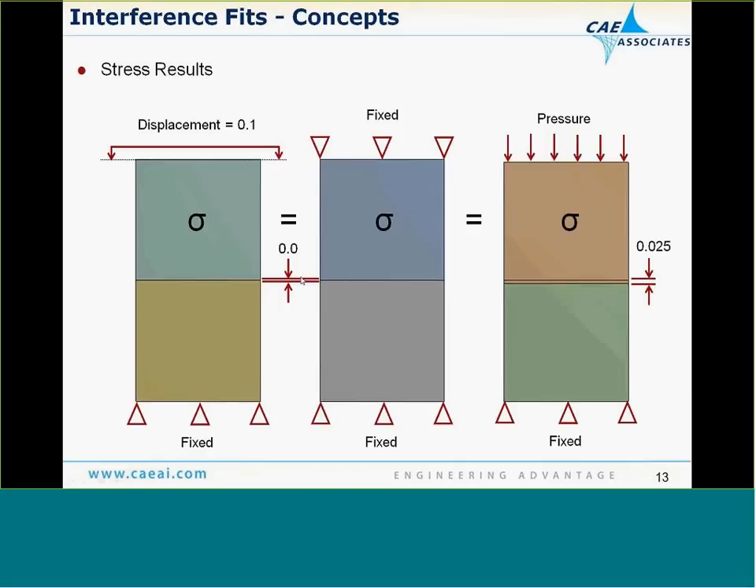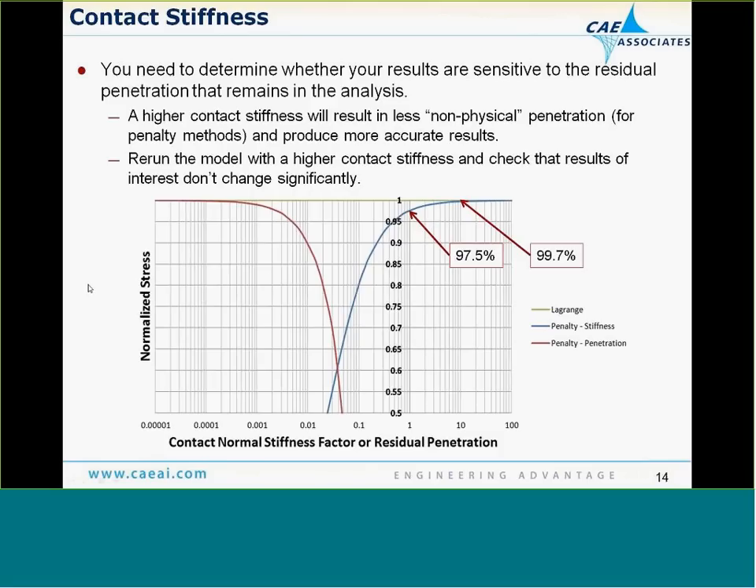So if we looked at this middle case here, where we start off with an initial interference, fit problems are generally always sensitive to that resulting penetration that you have at the end of your analysis. So it's your job to make sure that you understand that and know when your analysis is going to be sensitive to that. One of the ways you can do this is to just increase the contact normal stiffness for a penalty method. Again, that will reduce that non-physical penetration and give you more accurate results. And you could run a couple different cases and see how sensitive your results are to that.